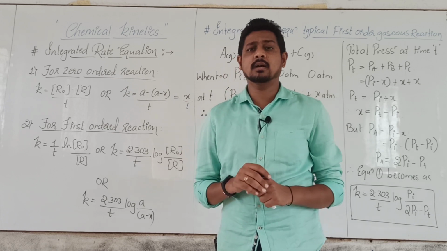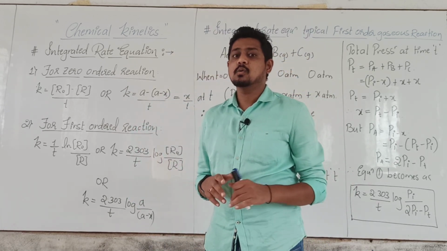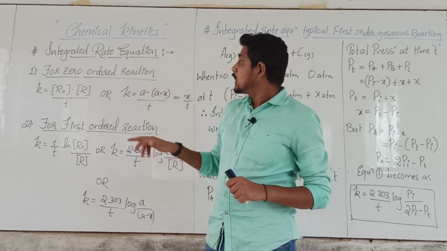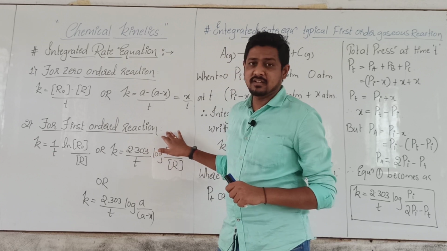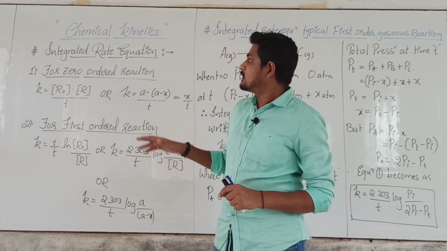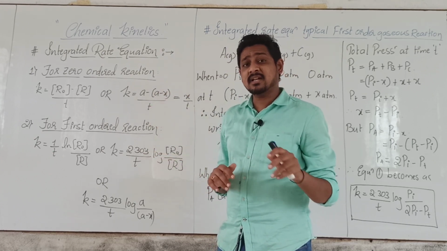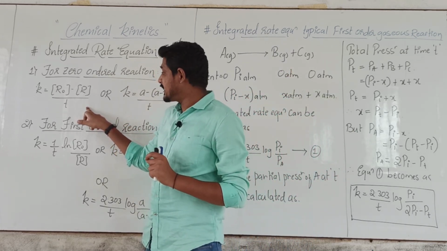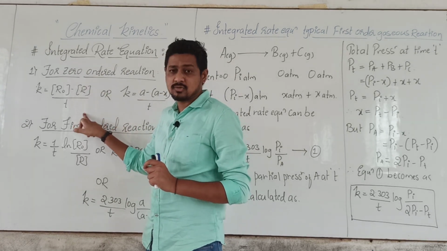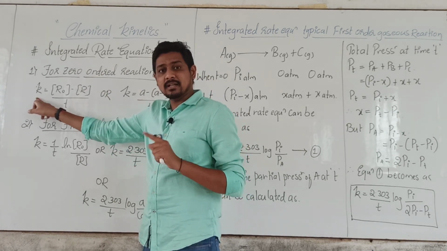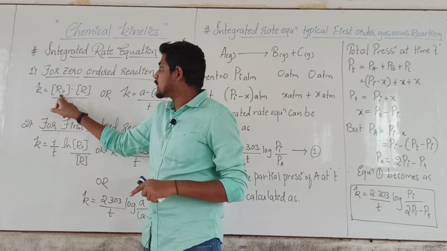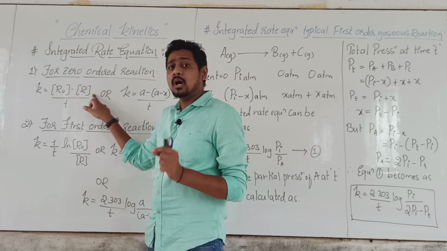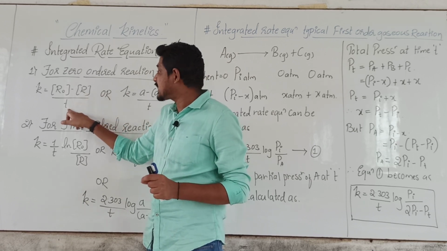So students, in the previous class we derived the integrated rate equation for zero order reaction and for first order reaction. For a zero order reaction, what is the integrated rate equation? We can express it in this way, where small k represents the rate constant, R naught represents the initial concentration, and R represents the concentration of a reactant at a time t.